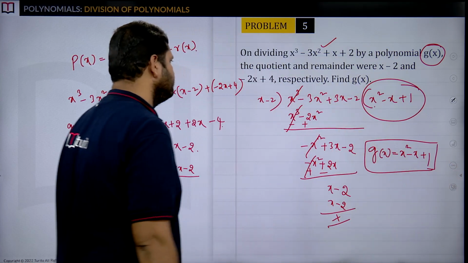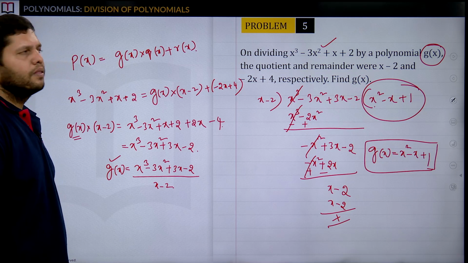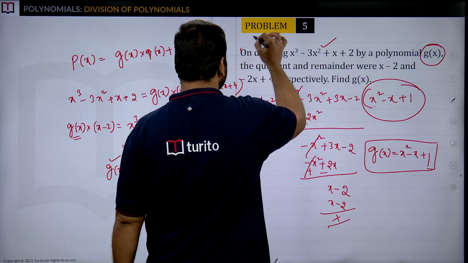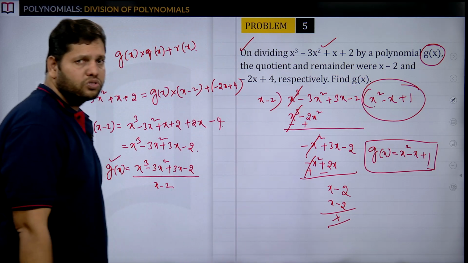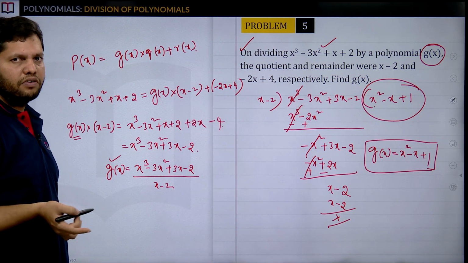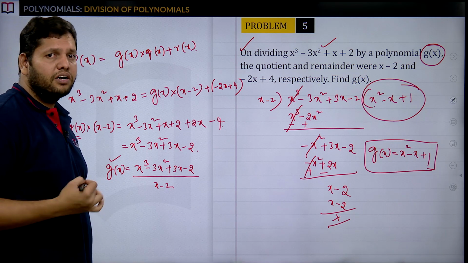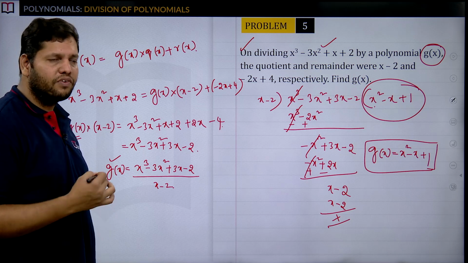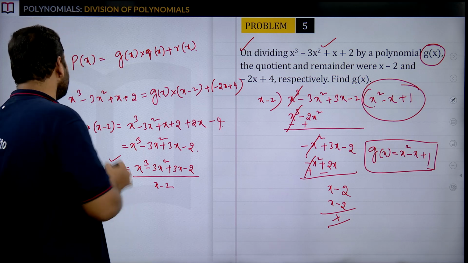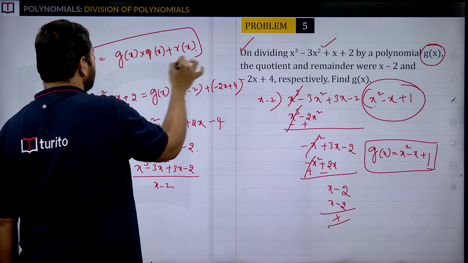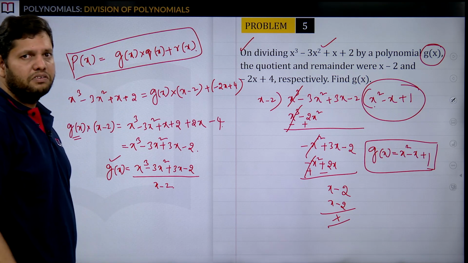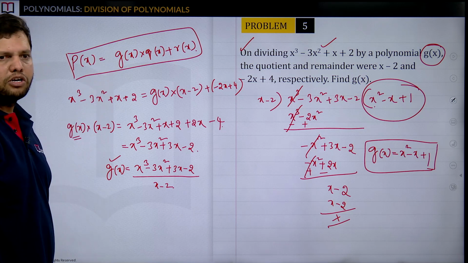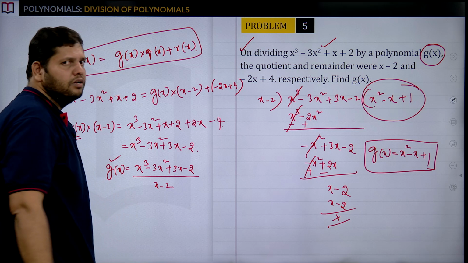Clear children? So g of x is equal to what? X square minus x plus 1. Clear children? Regarding this, any question? Any doubts regarding this question? Question is very simple children. First they have given the p of x value, and they have given r of x value and q of x value, and they are asking to find what is the g of x value. So simply children, I am just applying the division algorithm of polynomials. So I am applying the division algorithm of polynomial, then I am writing what is the g of x value.